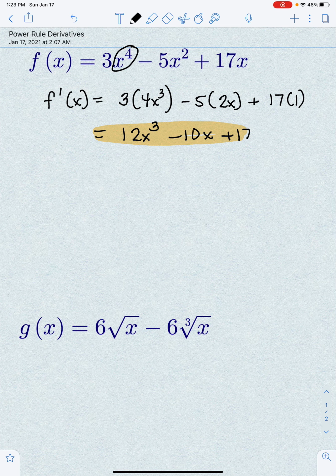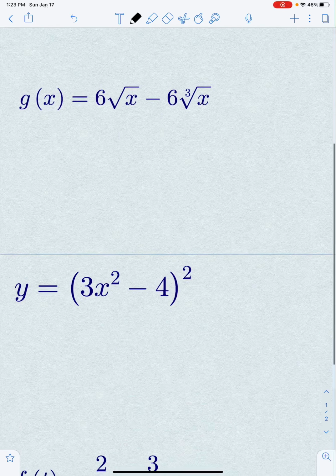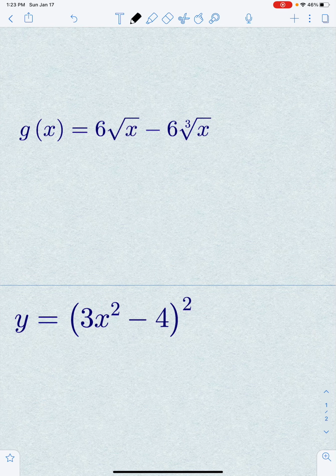Now, the key is remembering that there are other expressions like this square root and cube root expression here that can be rewritten as powers of x. So remember that square root of x is really x to the 1/2 power, and cube root of x is x to the 1/3 power. So now we're in the same boat as the first example.